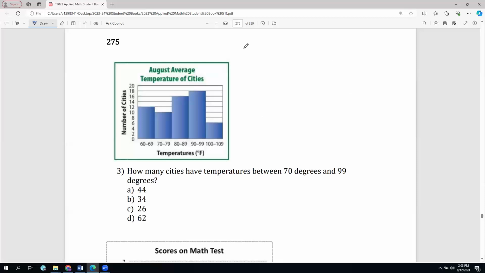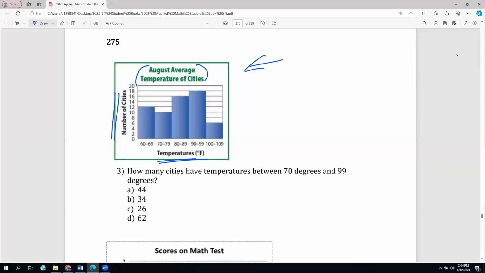So as you can see, we have a chart here. Okay, this is temperature. You see this? This is August average temperature of cities. So we're looking at the average temperature of different cities. Now, that's my title. What are the variables? Well, look at temperature. See temperature down here, and then number of cities located over here.